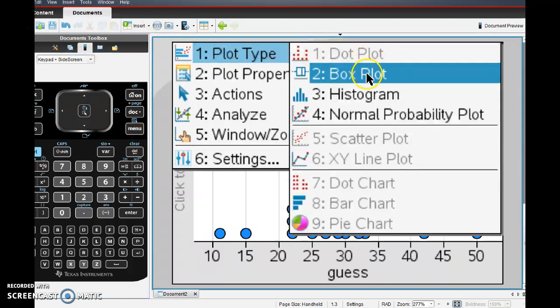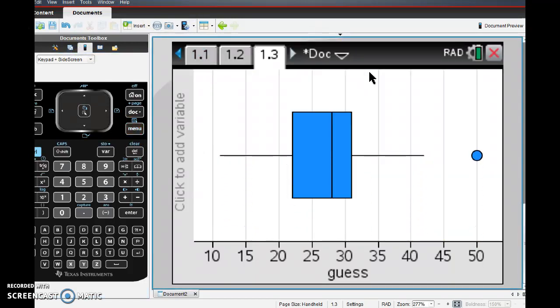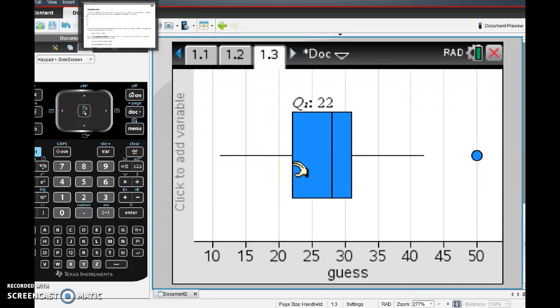If we looked at a box plot, you visualize that whisker going all the way up to here. I'd say slightly skewed right. So I'm going to say unimodal skewed right. I can see the median is 28, and the IQR would be 31 minus 22, so we'll call that 9.